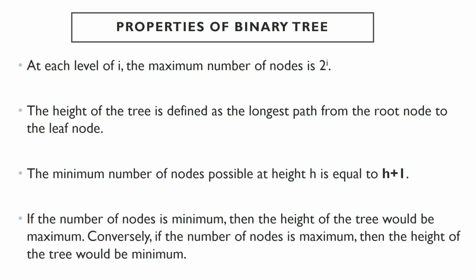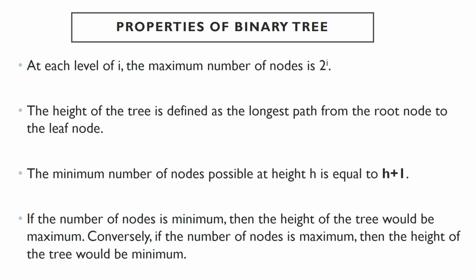Now, the properties of a binary tree. At each level i, the maximum number of nodes is 2 to the power i. The height of the tree is defined as the longest path from the root node to the leaf node. The tree shown above has a height equal to 3. Therefore, the maximum number of nodes at height 3 is equal to 1 plus 2 plus 4 plus 8, which is equal to 15, right?